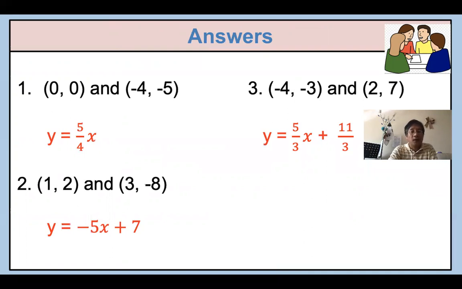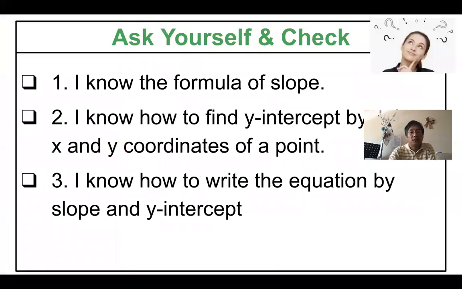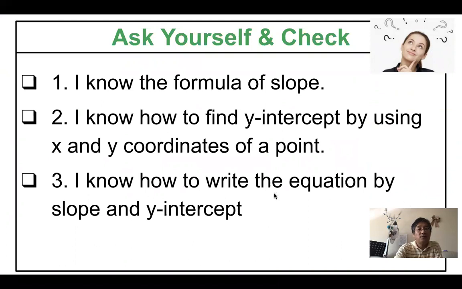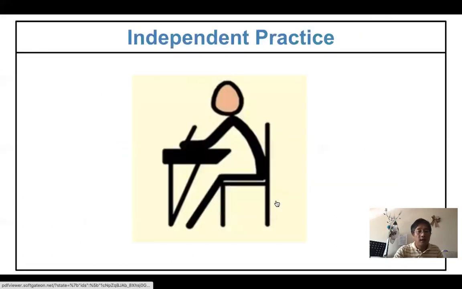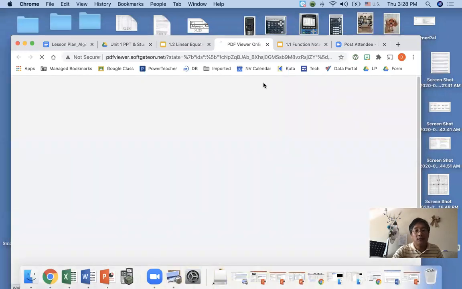All right. And this is checking for understanding. So I know the formula of slope, and then you know how to find the y-intercept by using x and y coordinates of a point. And then you know how to write the equation by slope and y-intercept. Y equals mx plus b. All right.